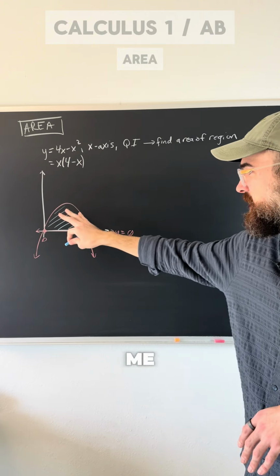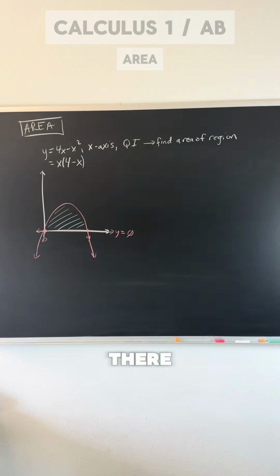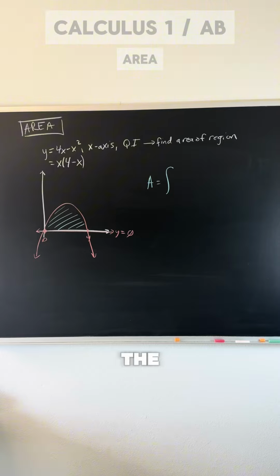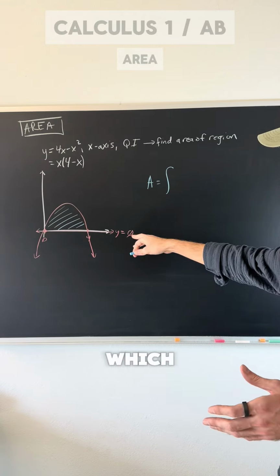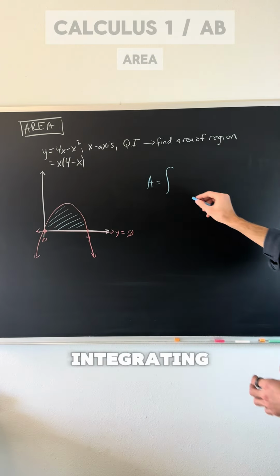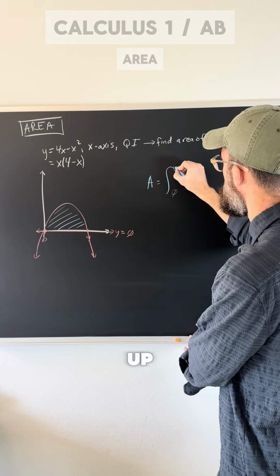Okay, so now that I have the region shaded in, I want to figure out what integral is going to help me solve for that area right there. Well, I know that the region is bounded by 0 and 4 because that's where my parabola would cross the x-axis, which is another boundary point. So I would be integrating here from 0 up to 4.